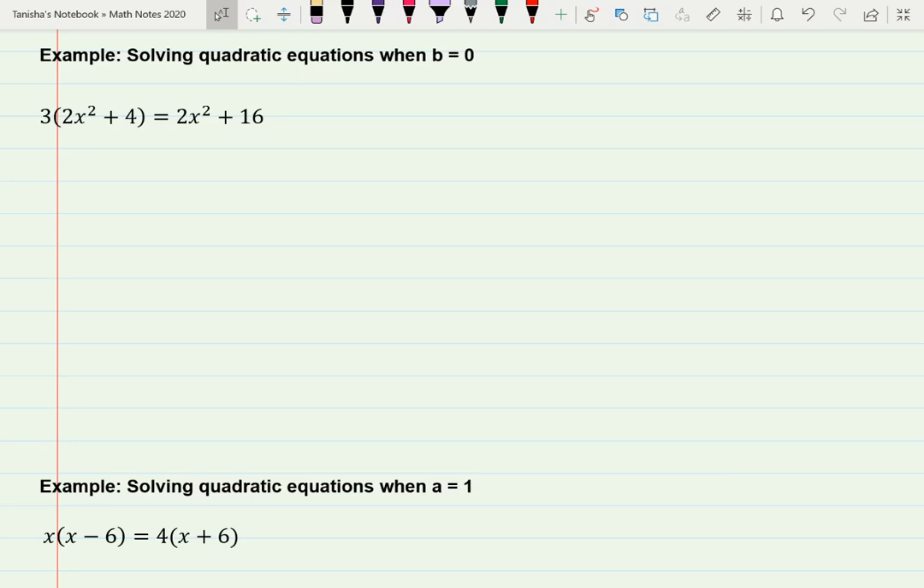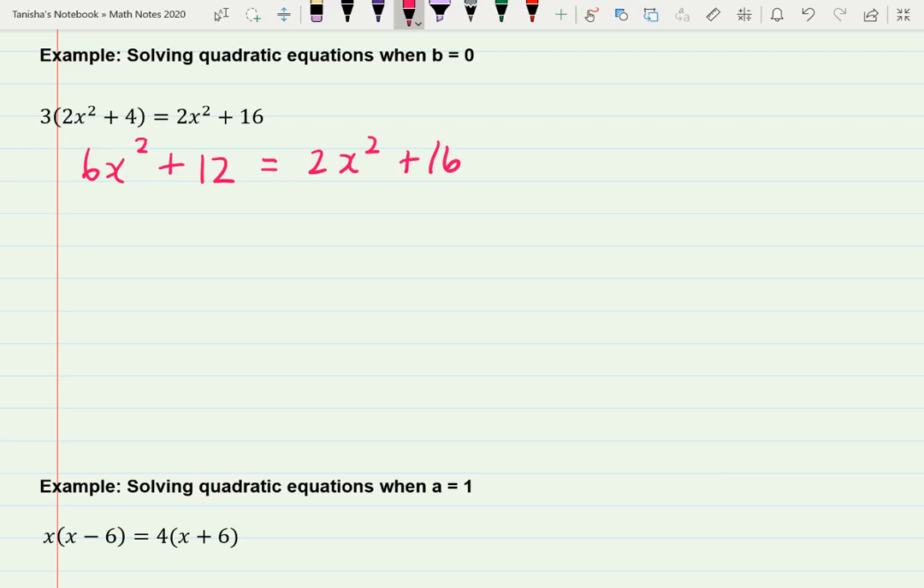The first example is the example that we used initially when we solved our quadratic equation using the inverse operations method. This time, we're going to be using the factoring method. So once again, we expand and simplify our expression to give us 6x squared plus 12 equals 2x squared plus 16. But this time, we are going to move all of our terms to one side of the equation so that our equation is set equal to 0.